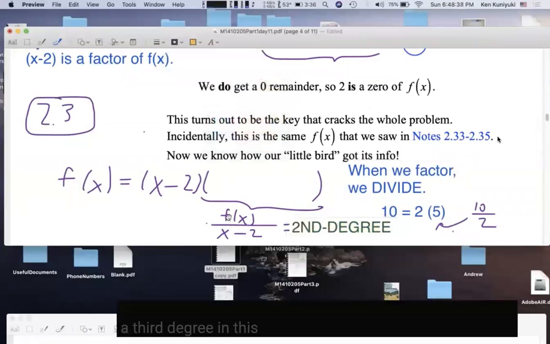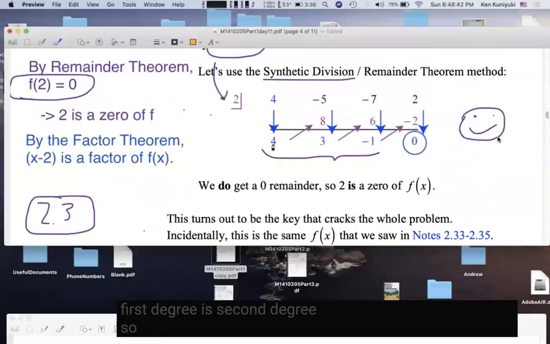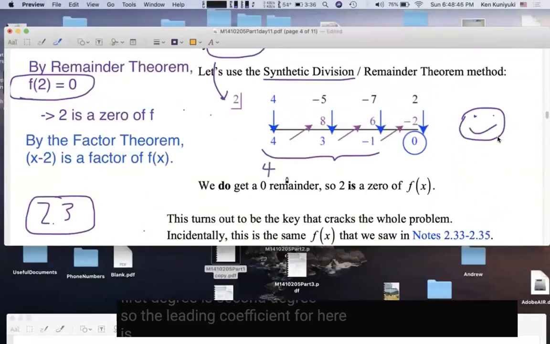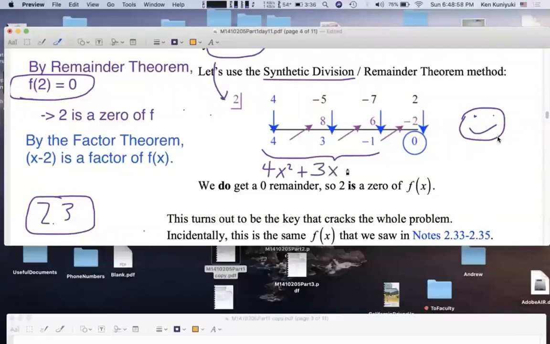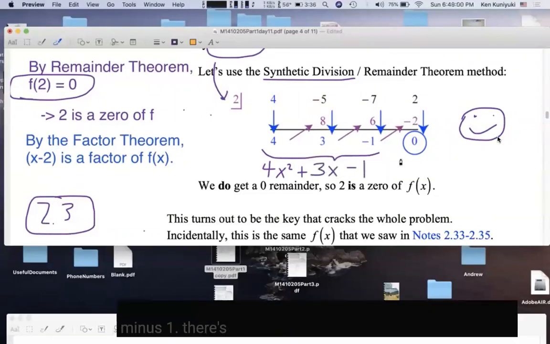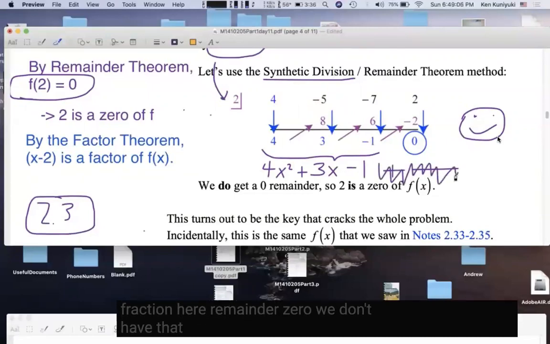A third degree, in this case, divided by a first degree, is second degree. So the leading coefficient 4 here is going to lead to 4x squared, a second degree factor, plus 3x minus 1. There's a zero remainder. There's no fraction. Remember, we used to have a fraction here. Remainder 0, we don't have that.